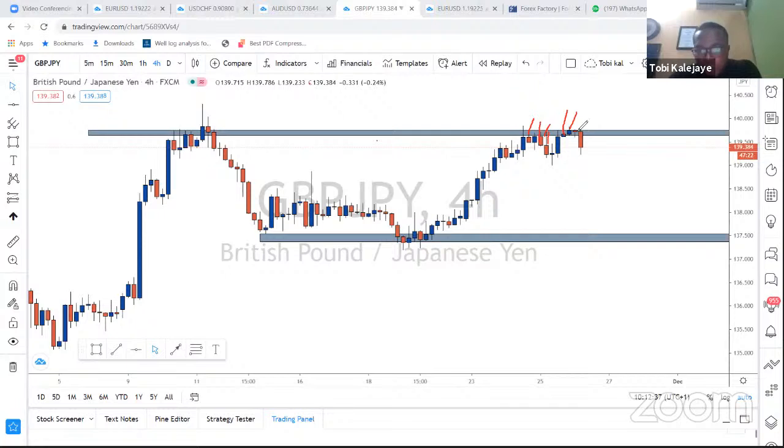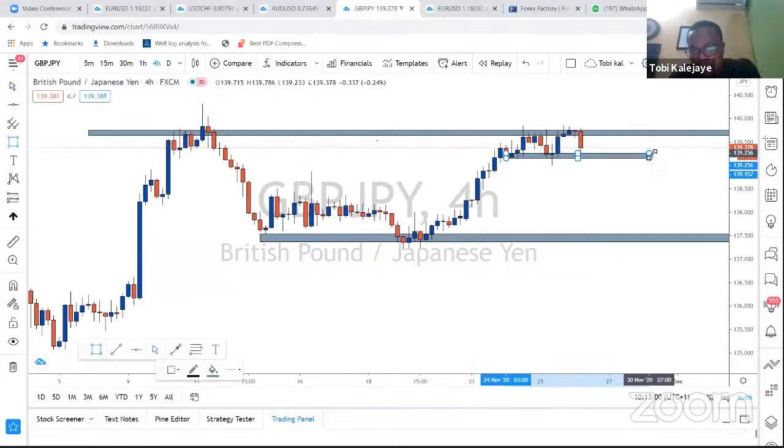But this one came to tell us that price is still struggling. Price is being pushed up. Don't forget, we understand that the major players in this market for now are still the buyers, because of what we saw on the structure of the daily time frame. Okay, so I will mark this level out.